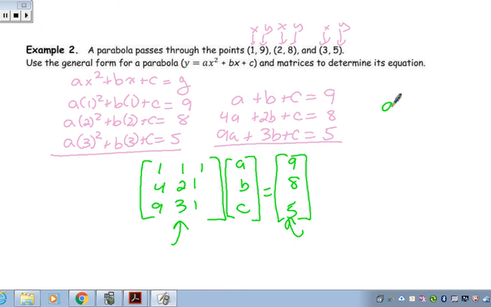You should be getting a is equal to negative 1, b is equal to 2, and c is equal to 8. If you have any questions with a calculator, please ask your teacher. And with that, we conclude our unit on matrices.